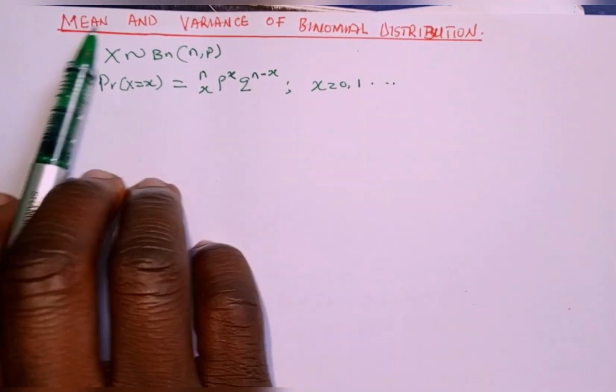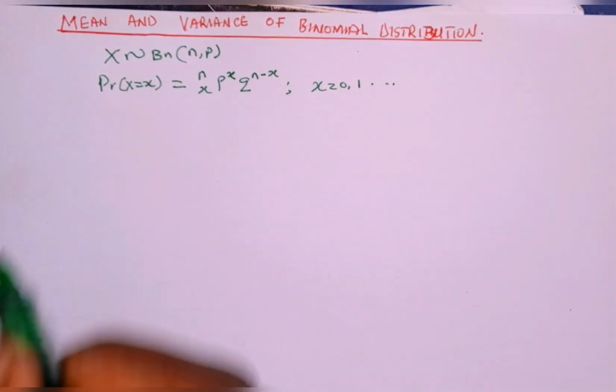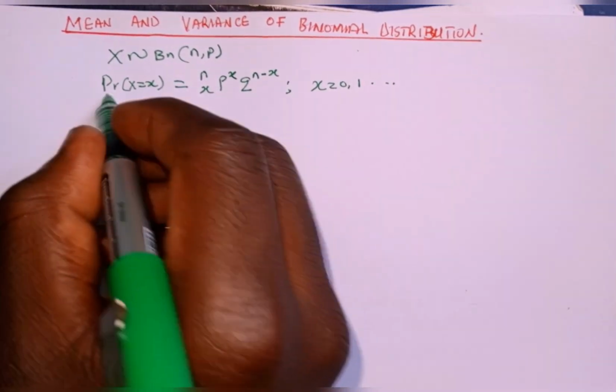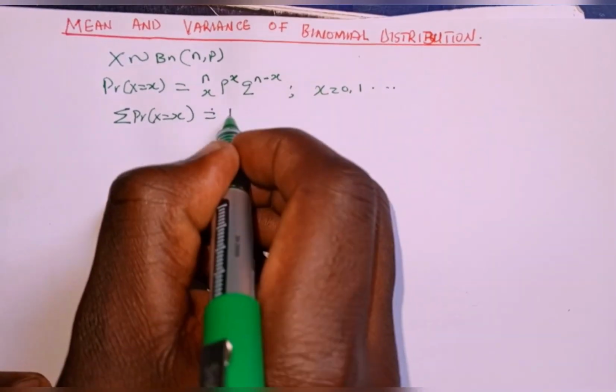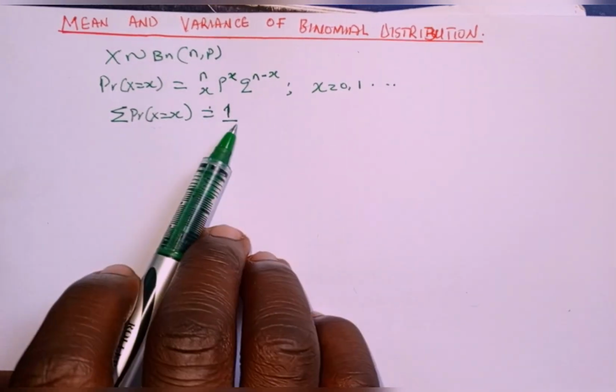Now we are asked to find the mean and the variance. But recall that the sum of probability, which is the sum of probability of x equal to x, is the same as 1. First, we are going to show that the sum of this probability is the same as 1.